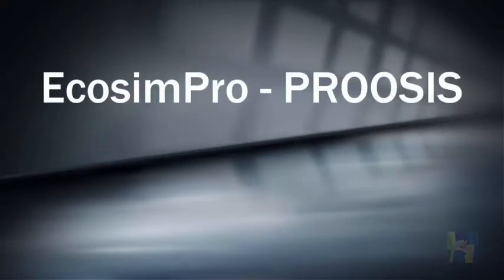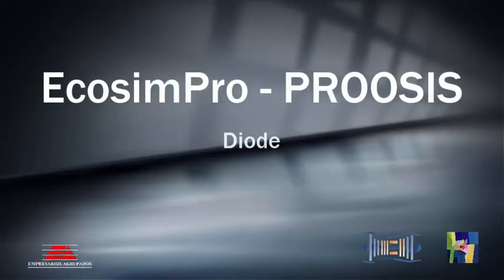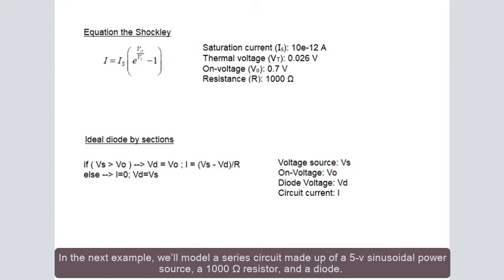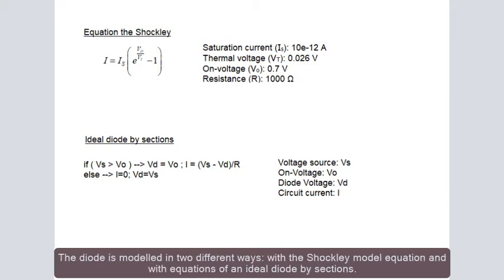EcosimPro and PROOSIS are software tools for simulating and modeling systems. In the next example, we'll model a series circuit made up of a 5-volt sinusoidal power source, a 1000 ohm resistor, and a diode. The diode is modeled in two different ways, with the Shockley model equation and with equations of an ideal diode bisections.